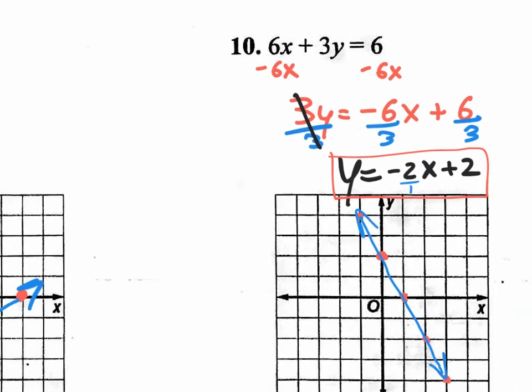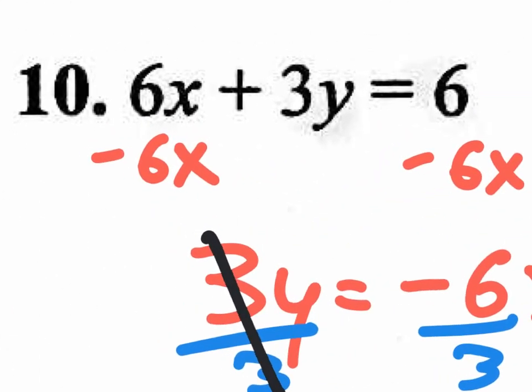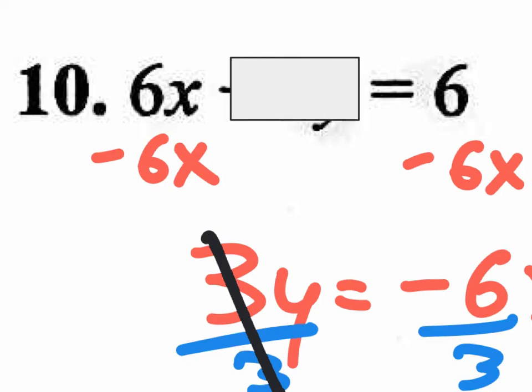Just for kicks, let's say you wanted to do number 10. We already graphed it, but let's say you wanted to find the x and the y-intercept. So let's find the x-intercept. What I want to do is set my y value equal to 0, which means I want to cover it up. So what's my x-intercept value if I solved 6x equals 6? X-intercept would be 1. Why? Because if you divide by 6, divide by 6, it would be x equals 1. 6 over 6 is 1.